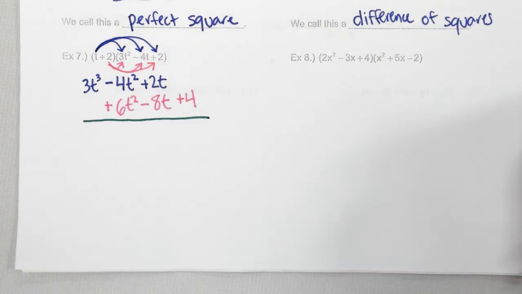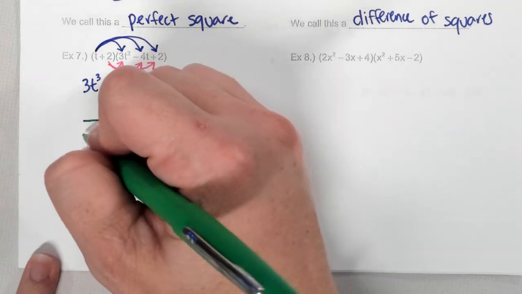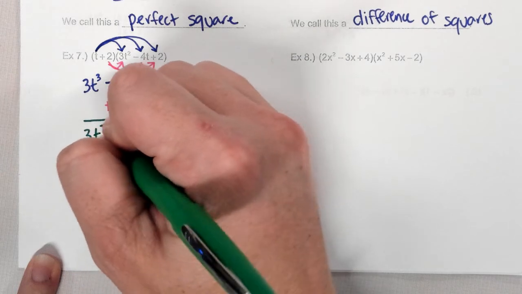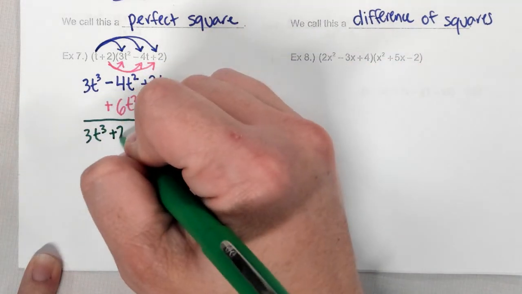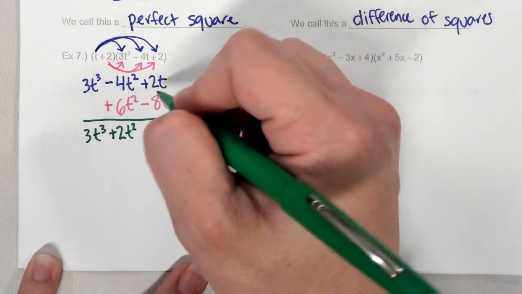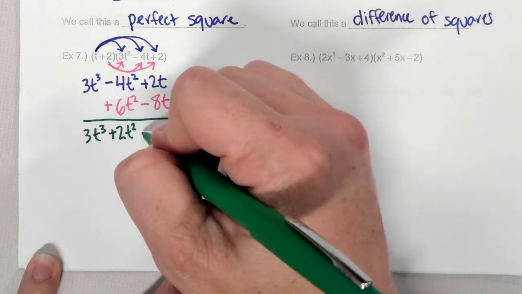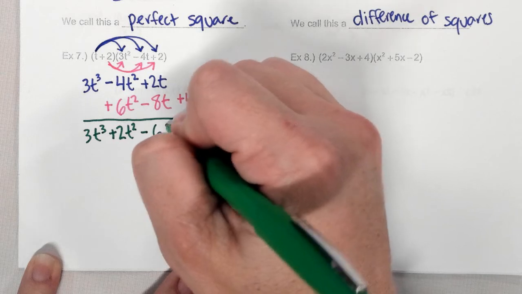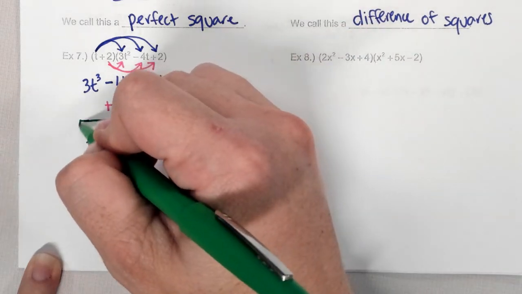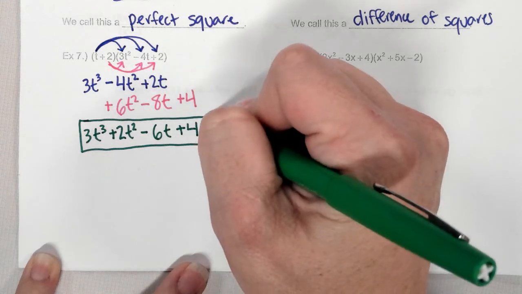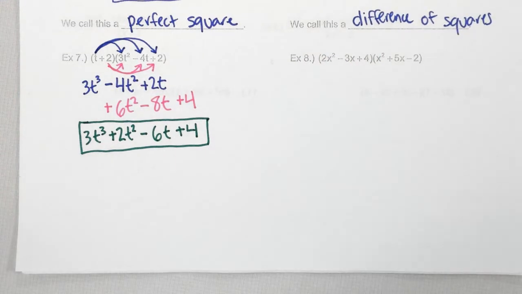And now it's easier to find our like terms. Well, did the cubed have a like term? No. What's negative 4 plus 6? 2. And what's 2 minus 8? And bring down the plus 4, that also did not have a like term. And there's your answer.